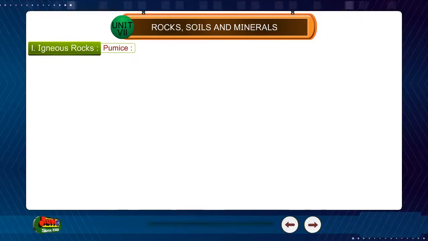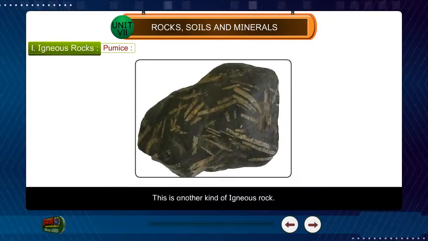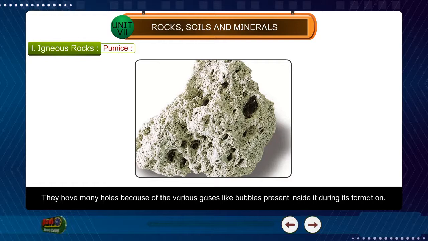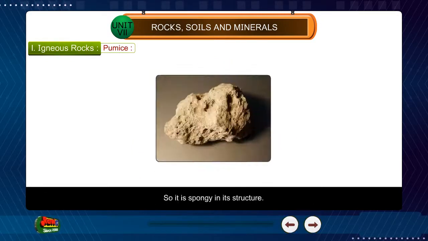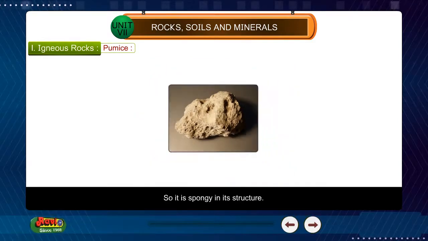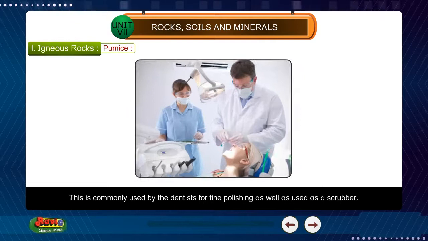Pumice. This is another kind of igneous rock. They have many holes because of the various gases like bubbles present inside it during its formation. So, it is spongy in its structure. This is commonly used by the dentists for fine polishing as well as used as a scrubber.